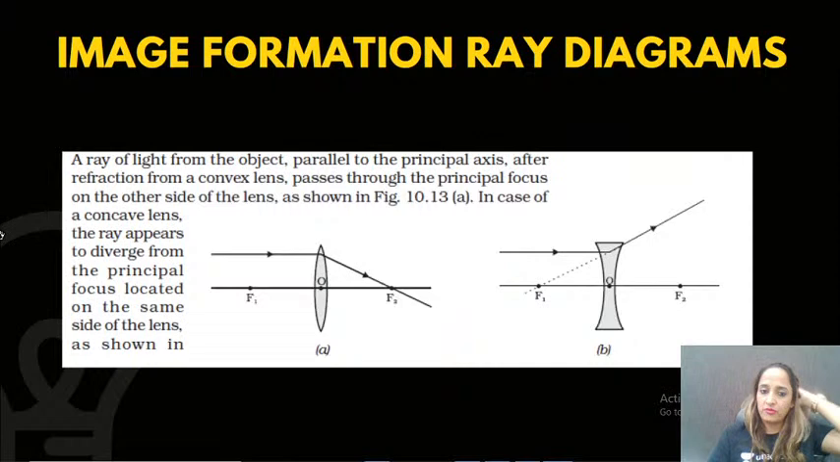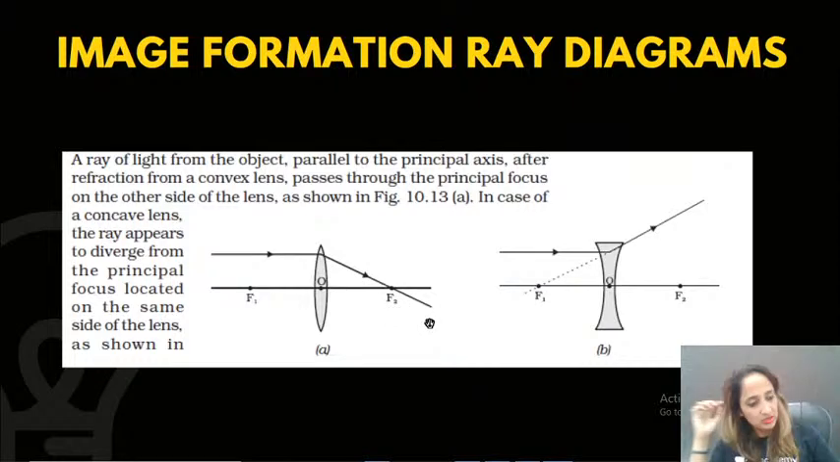So there will be different types of rays coming and going from the lenses. What are those? If the ray of light from the object is parallel to the principal axis, and this is our principal axis, guys, over here, after refraction it will pass through the principal focus. You see, it is passing through the principal focus.